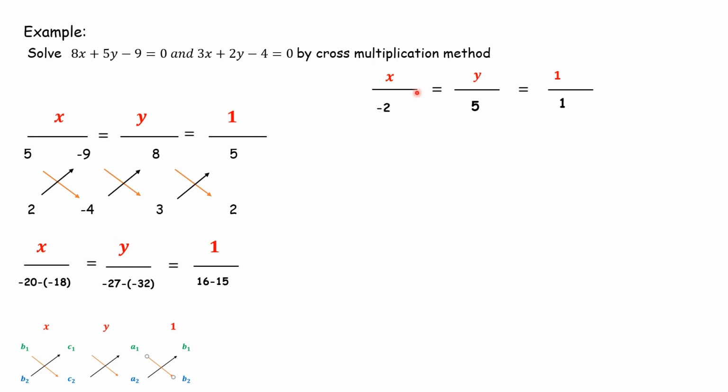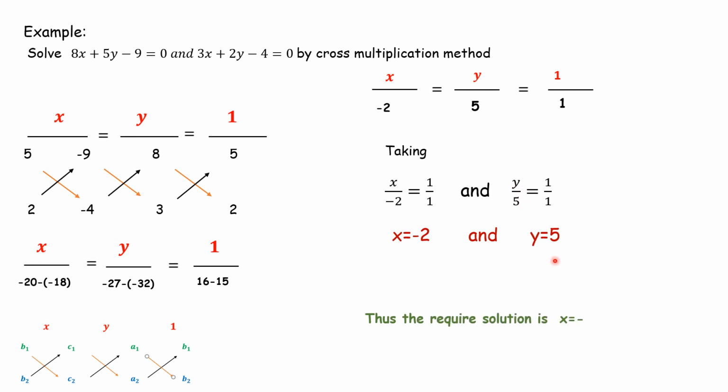Now equate this expression with this, similarly this with this, and you will get the values of x and y. When I take x divided by minus 2 equal to 1 by 1, I will get the x value: just cross multiply, x is equal to minus 2 by 1, it is nothing but minus 2. Similarly, when I equate this with this, y by 5 is equal to 1, so y is equal to 5. Hence the required solution is x is equal to minus 2 and y is equal to 5.